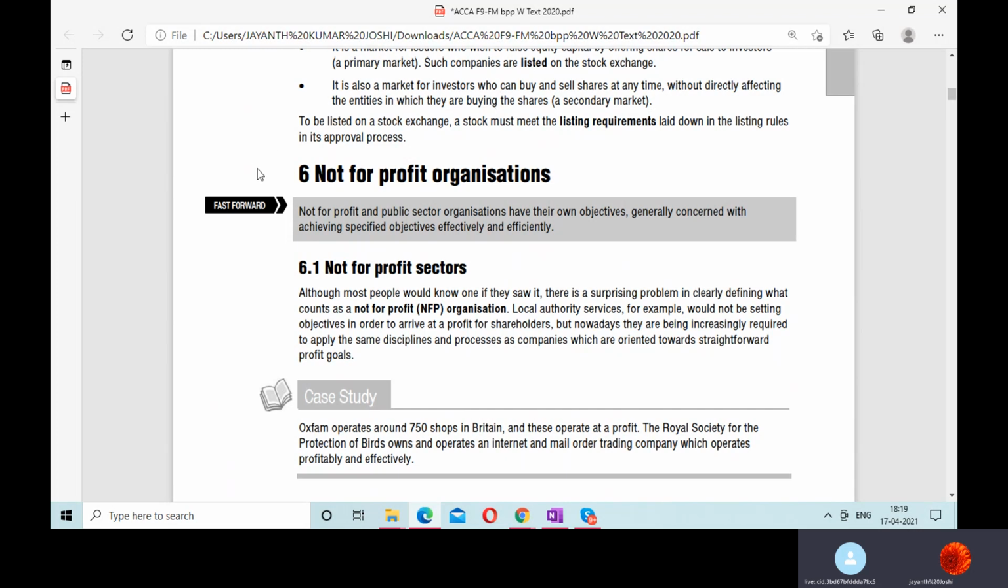So I will not go into the details of listing requirements. That is a company law subject. That is there in your F4. It's not required right now because we're doing financial management.